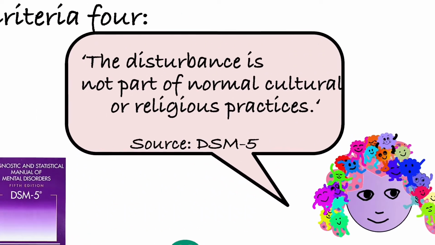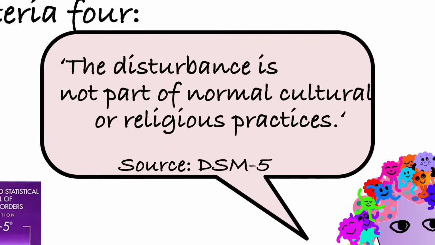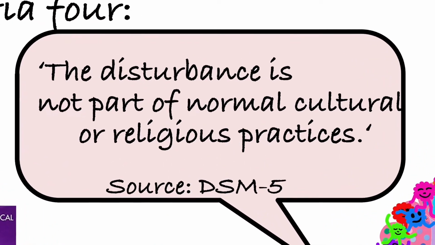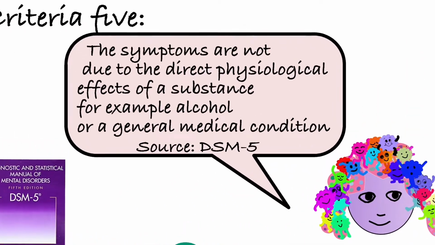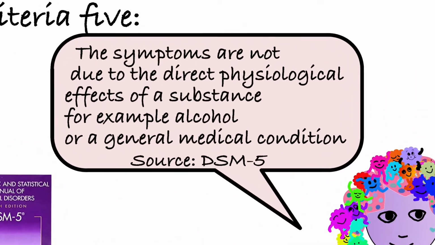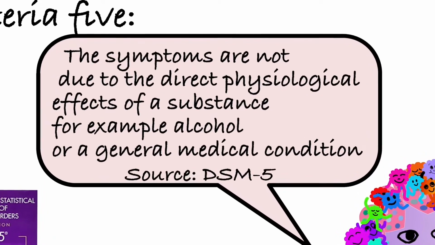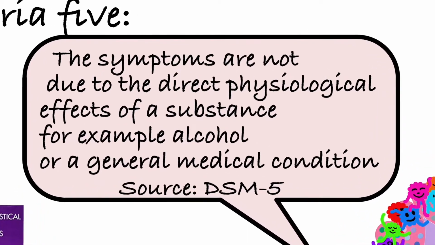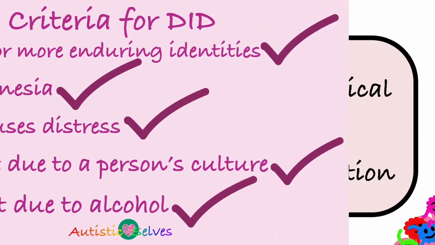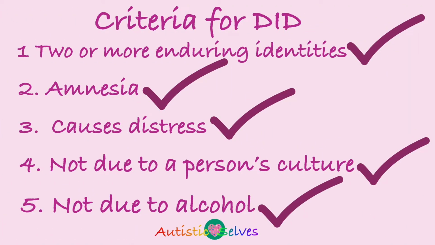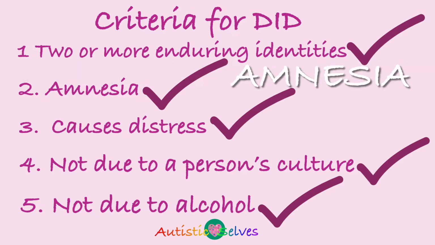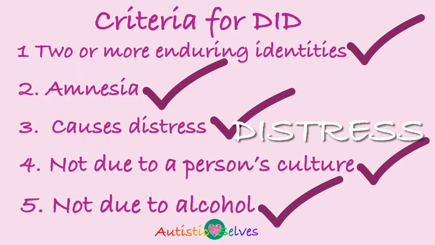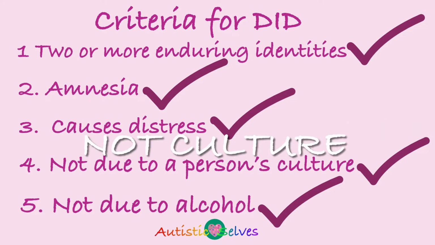The final criteria in the DSM are that the disturbance is not part of normal cultural or religious practices and that the symptoms are not due to the direct physiological effects of a substance, for example alcohol, or a general medical condition. To summarise, we were formally diagnosed with DID in 2004 because we met all the criteria in the DSM-5, namely that we were found to have 2 or more enduring personalities in the presence of amnesia and that our condition caused us distress, was not due to our culture and occurred outside the use of alcohol.